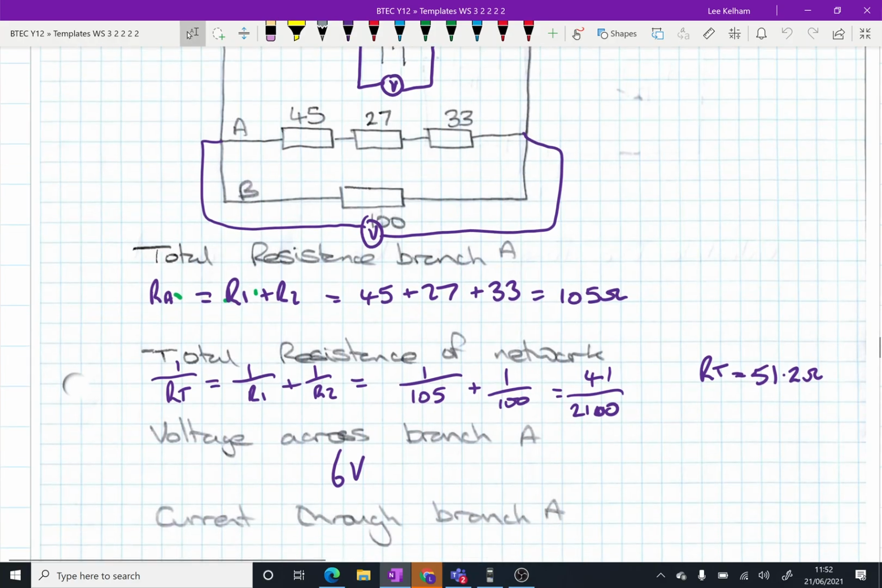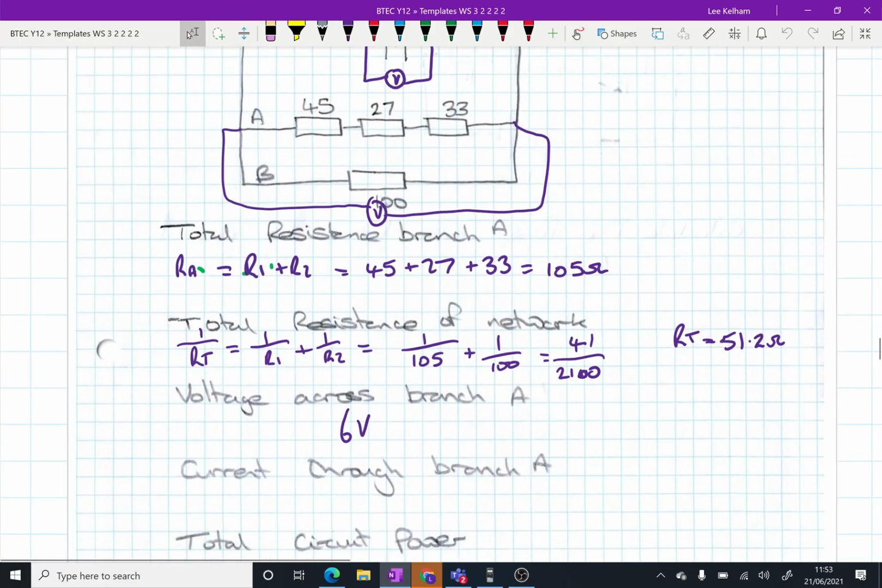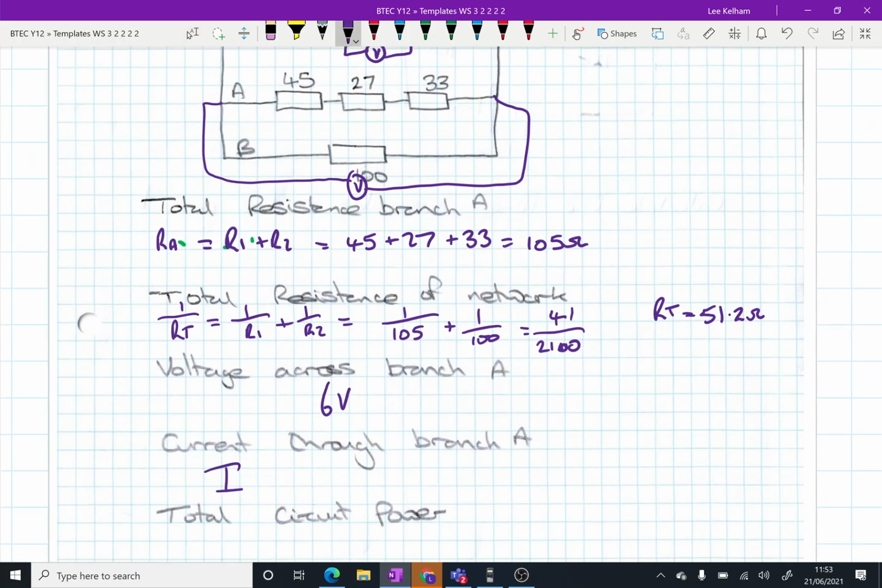Okay. So the current going through branch A, we use our formula sheet now. Current is equal to voltage divided by resistance. So now we've established that there is 6 volts across it, and the resistance of branch A is 105 ohms. Therefore, we know that it's going to be 57.1 milliamps, 57.1 times 10 to the minus 3 amps. If you can't remember that minus 3 is milli, then don't worry about it.